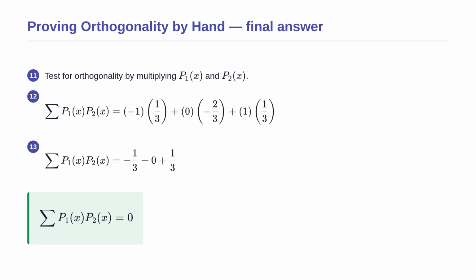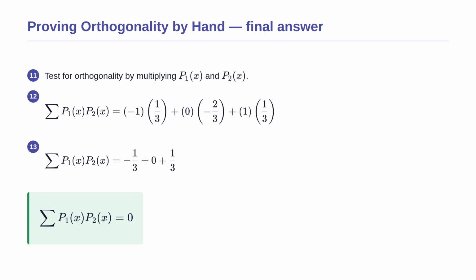Now we perform the ultimate test for orthogonality. We multiply the p1 value by the p2 value for each of our 3 data points, and then we add those 3 products together. For the first point, -1 times 1/3 is -1/3. The middle point becomes 0. The third point is +1 times 1/3, which is +1/3.